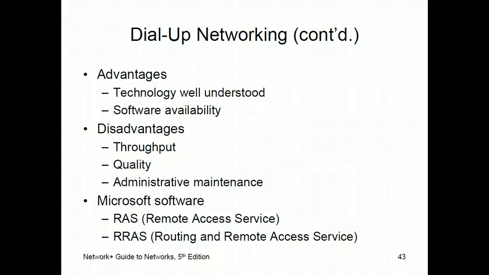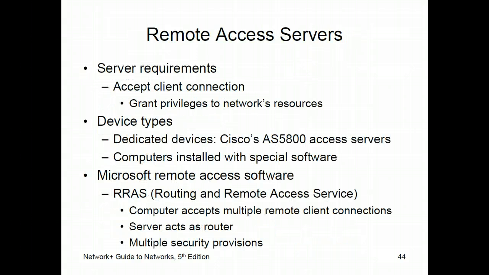And then Microsoft software, again, Remote Access Service and Routing and Remote Access Service are still part of the OS in Windows 7 and Server, but literally hardly anyone uses it anymore. It's built into Windows, and you can use it, but nobody does. Server requirements for remote access servers are basically that you have to be able to accept the clients as they come in, granted the right access to get in, usually with a port opened up.